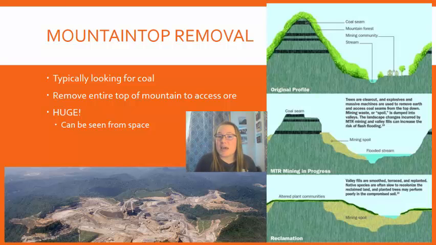Now, this does happen in other places around the world, but that's where we're primarily focusing within the scope of this class. Now again, these are huge operations. They can be seen from space. And I want you to take a moment and look at the diagram on the right-hand side of your screen. And you can see just step by step kind of how this process happens and start thinking about the environmental impacts of this, because a lot of those impacts are the same as the other forms of mining.